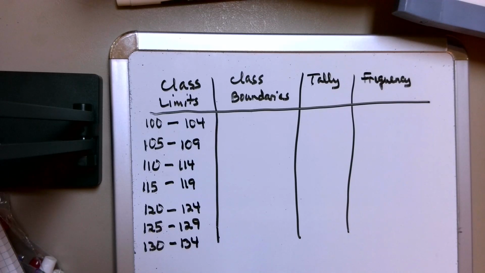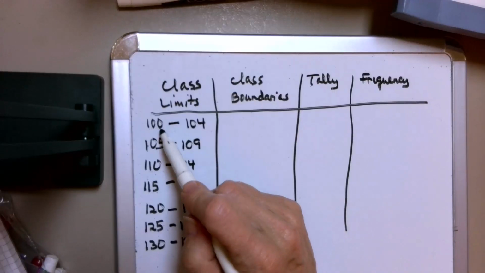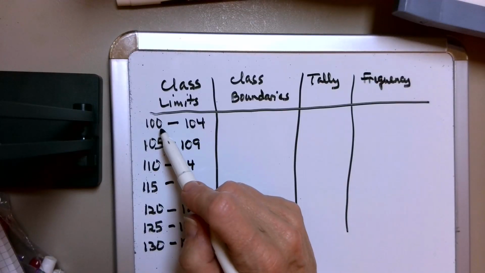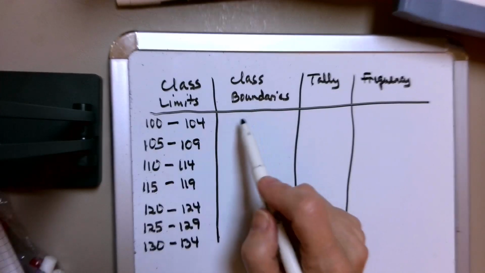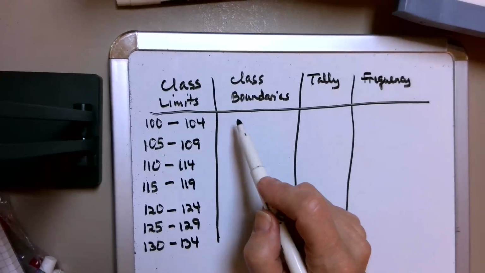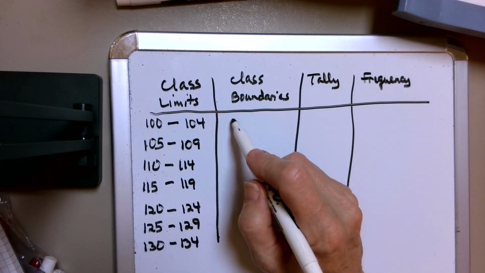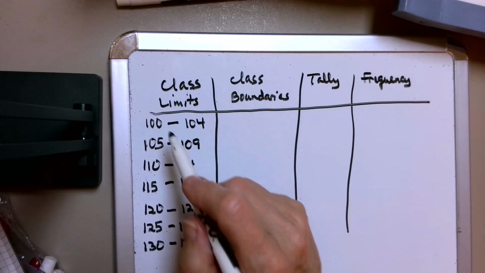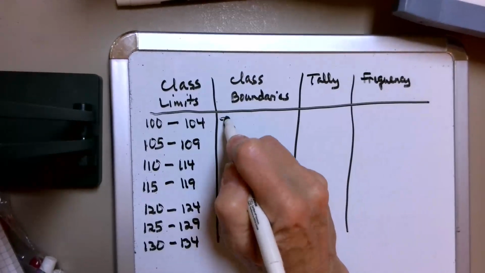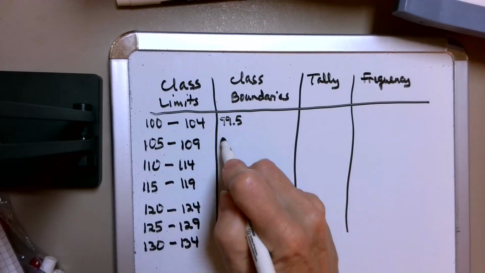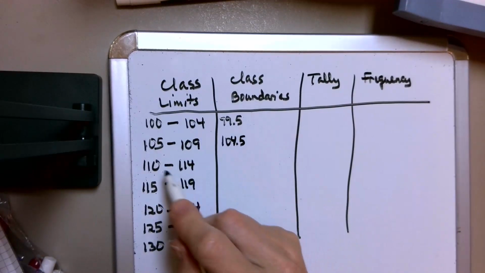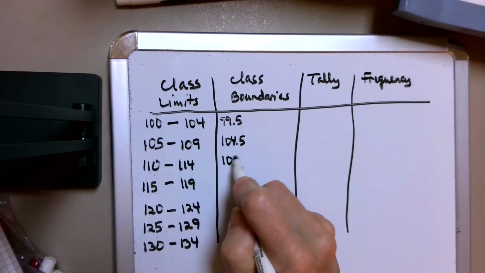So our class boundaries have to end with one more decimal place than the original data. Our original data were whole numbers, and they have to end in a 5. So basically we're going to take the lower class limit of the first class, 100, and because they're whole numbers, we're going to have our class boundaries have 1 decimal place. Whole numbers have 0 decimal places. So on all of these lower class limits, I'm going to subtract 0.5 to get my lower class boundaries. So 100 minus 0.5, 99.5. 105 minus 0.5, 104.5. 110 minus 0.5, 109.5.